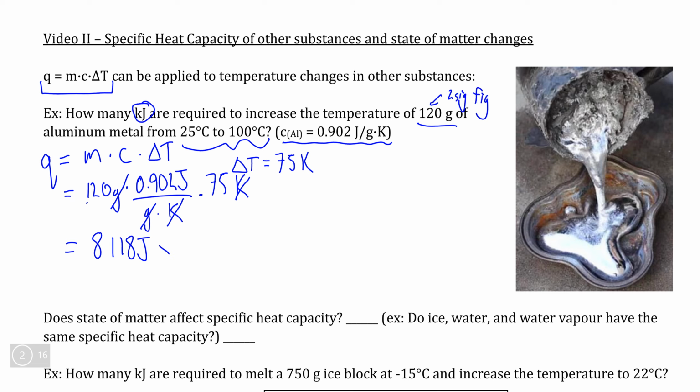So again, we can do the conversion to kilojoules. We know that 1 kilojoule is equal to 1,000 joules. And if we round to two significant digits, this comes to approximately 8.1 kilojoules. So right there is the first easy example about how we can use Q is equal to mc delta T to calculate how much heat must be added to any substance in order to determine its temperature.